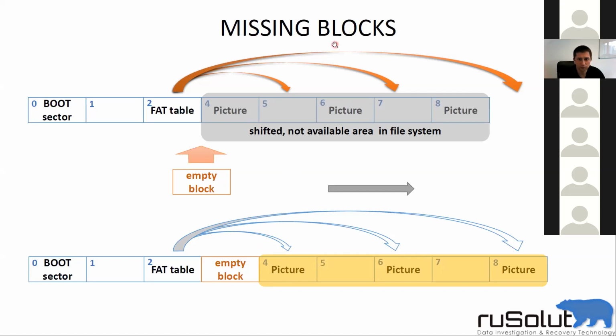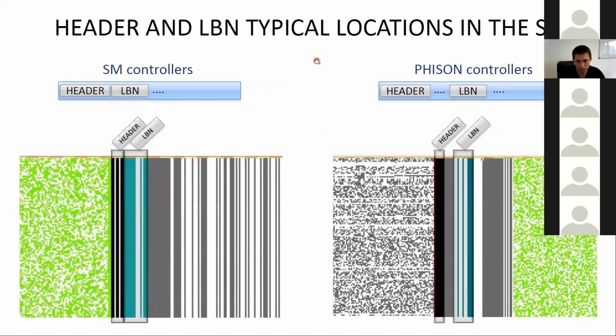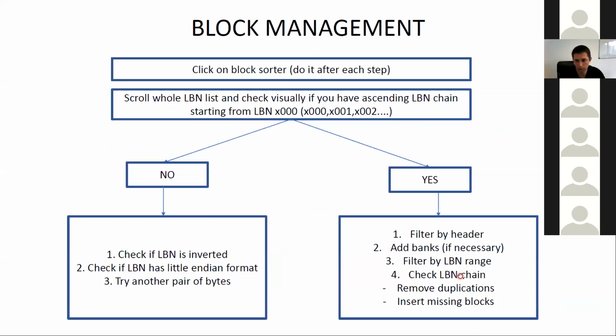Okay, so that was about this: check the LBN chain, remove duplications and insert missing blocks. Let's do this now.